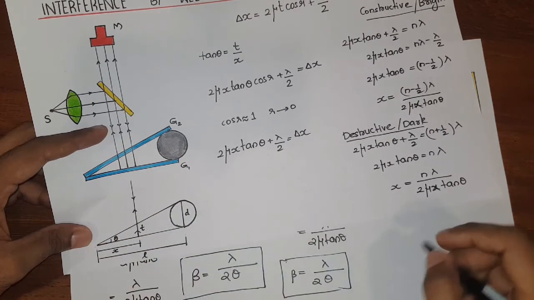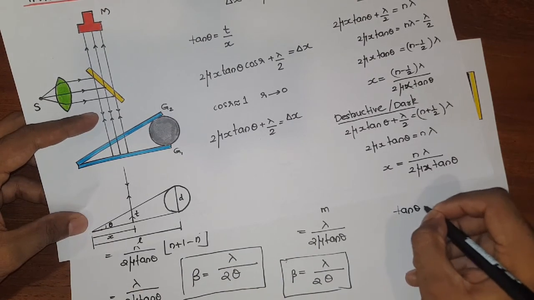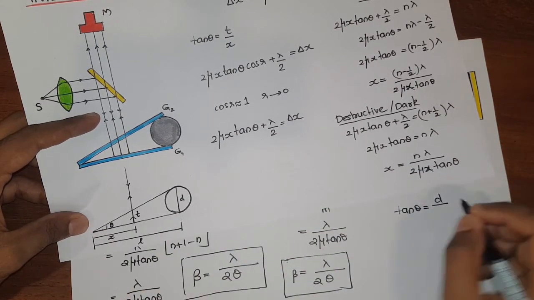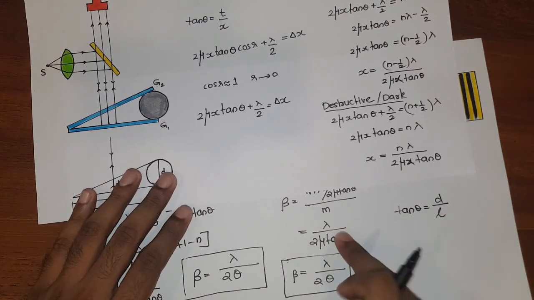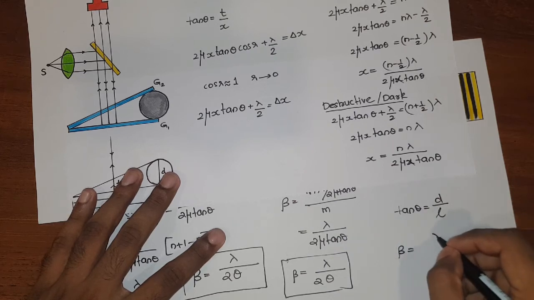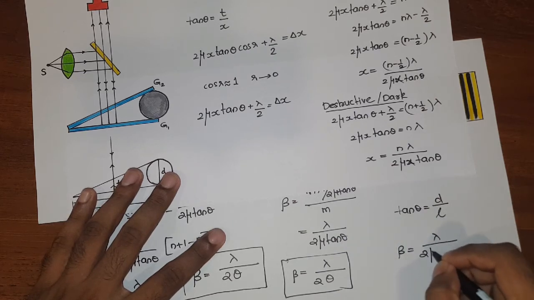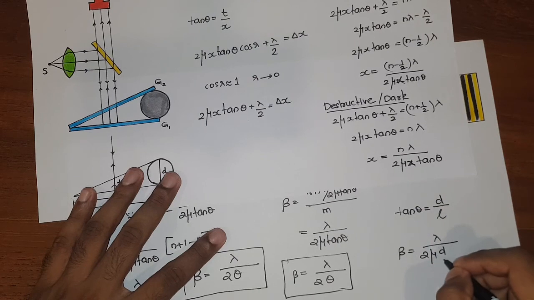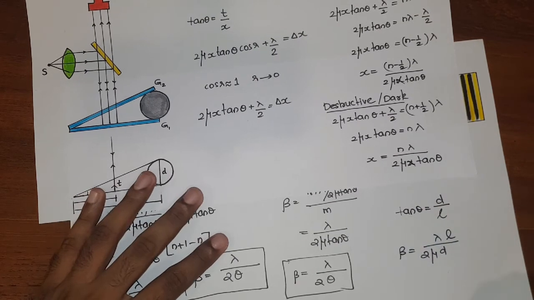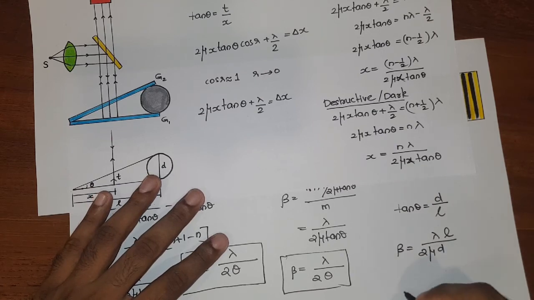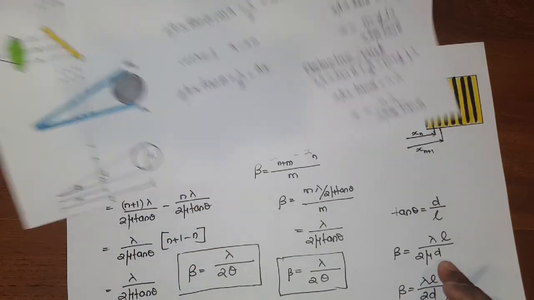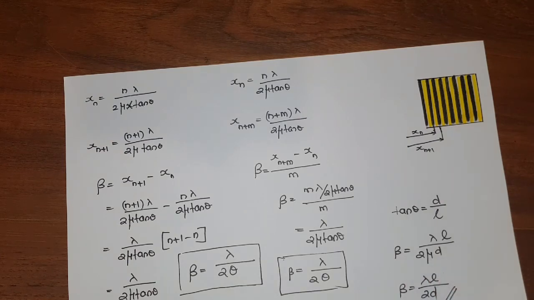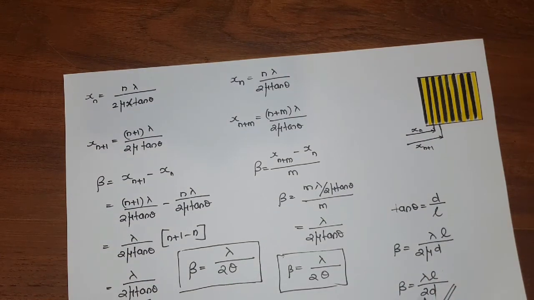From this big triangle, tan theta is d by this whole length L. So you can substitute this tan theta into this equation. So beta will be lambda by 2 mu, and tan theta is nothing but d by L, which goes to the numerator. And if it is an air wedge, mu will be 1, so beta is lambda L by 2d. If instead of an air wedge it is some other medium, just substitute the refractive index of that particular medium. So can we do this experimentally?